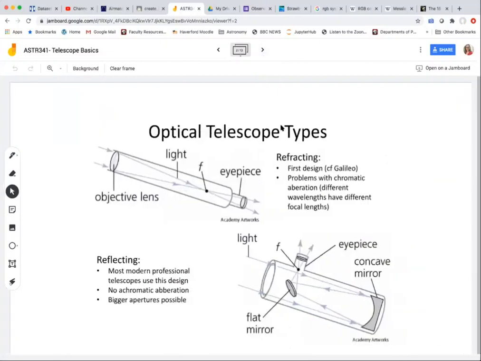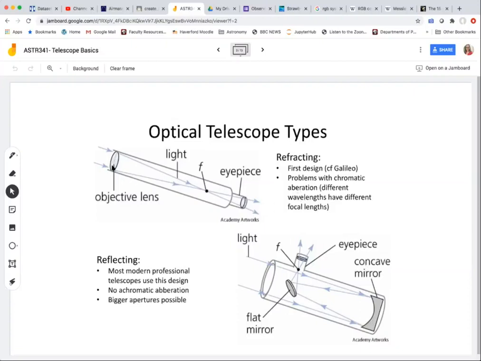Okay, so there's two main types of optical telescopes. There is what we call a refracting telescope, which is every sort of children's view of what a telescope looks like. This would have a lens at the end of a tube, and that lens focuses the light, which gets expanded back out into your eye using an eyepiece. Galileo's telescope was a refracting telescope. There are problems with this kind of telescope. Most modern telescopes are now reflecting telescopes, which instead of having a lens has a mirror.